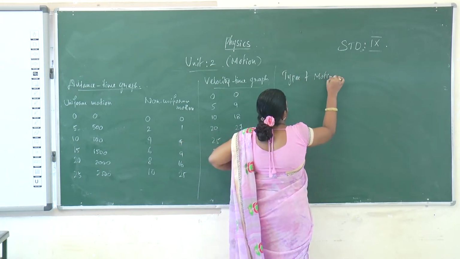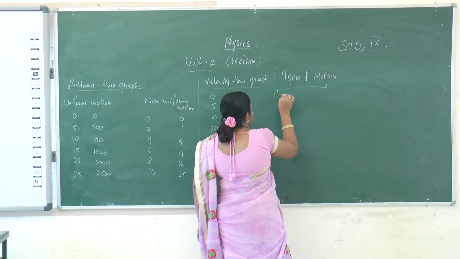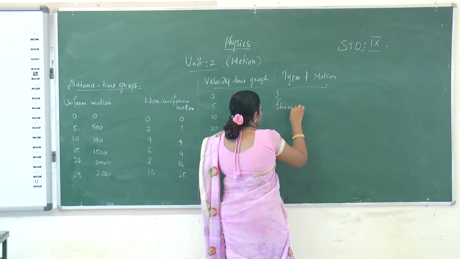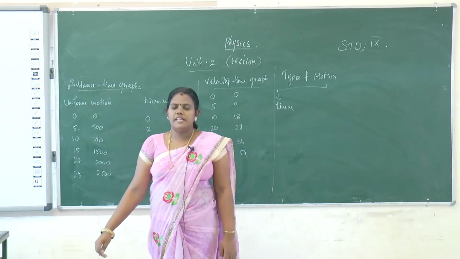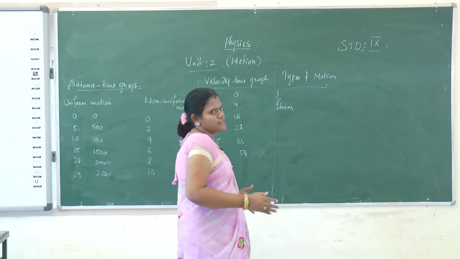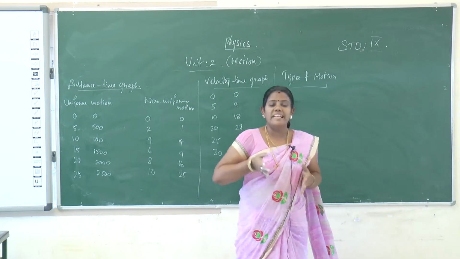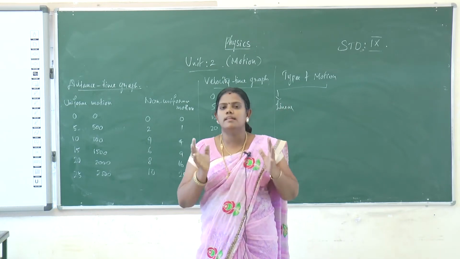What are the types of motion? Types of motion. So the first one is linear motion. Linear, what is the meaning of linear? When one object moves in a straight line in one direction, that is linear motion. So when one object moves linearly, that motion is called linear motion.